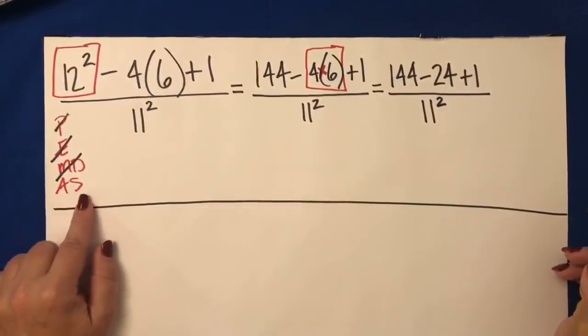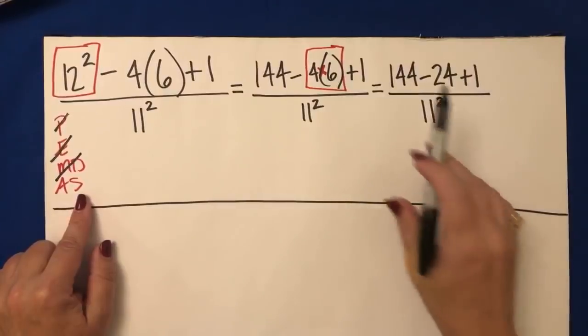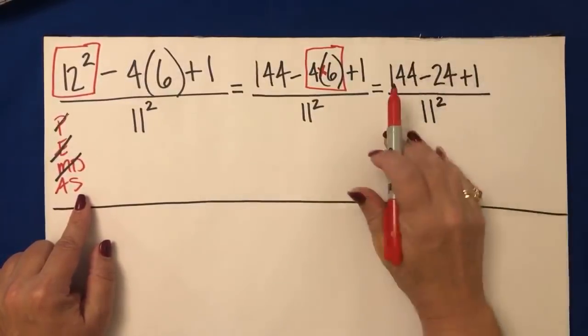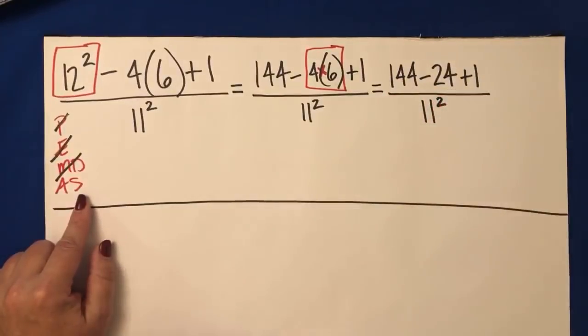So addition and subtraction from the left to the right. So this is the part we have to be careful with. Left to the right. So what do you see first, moving from left to the right? Addition or subtraction?